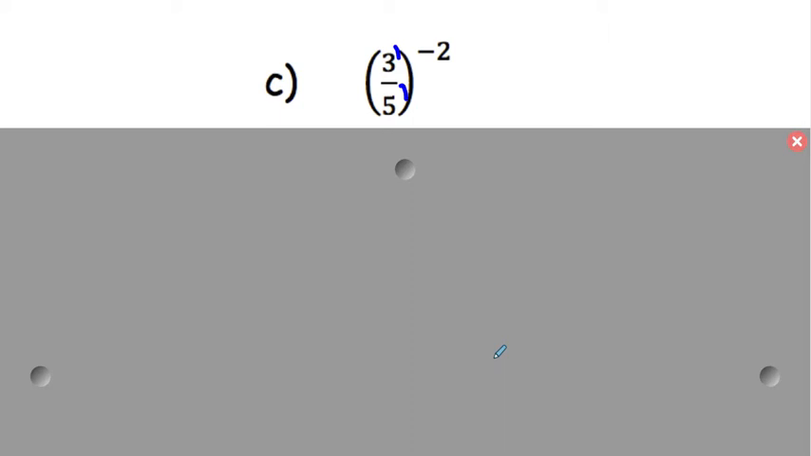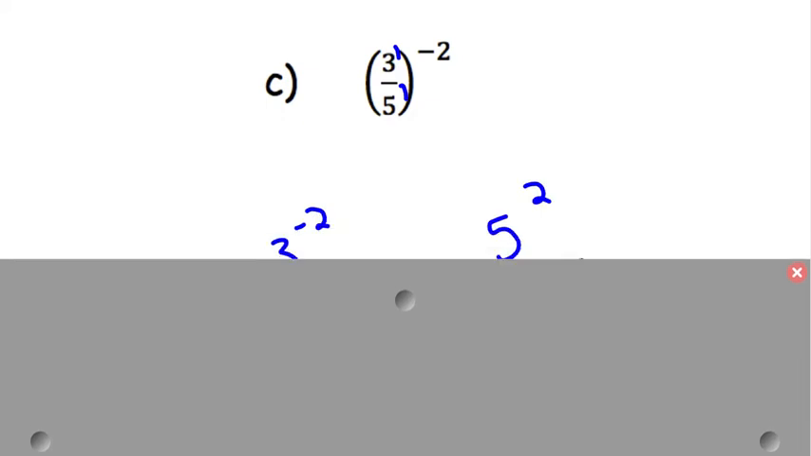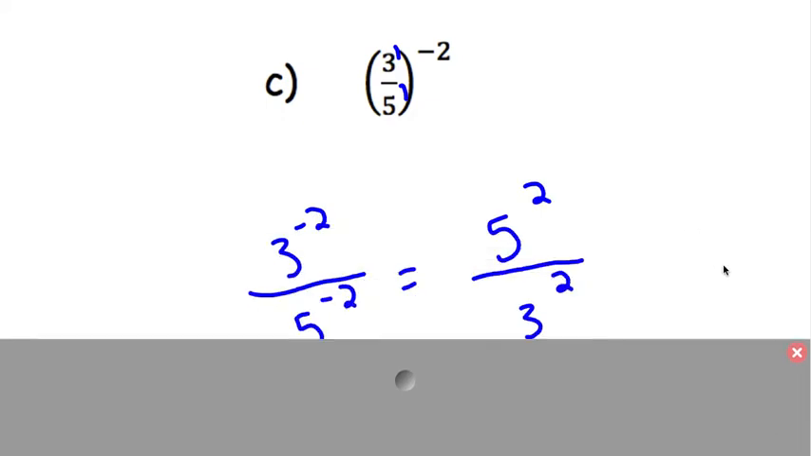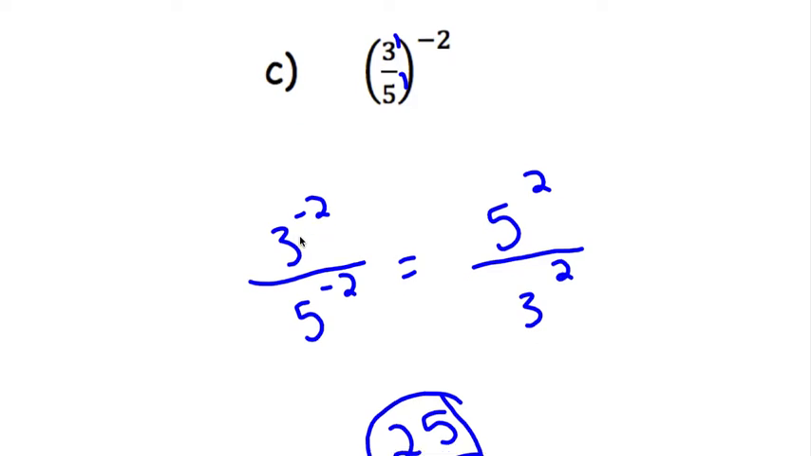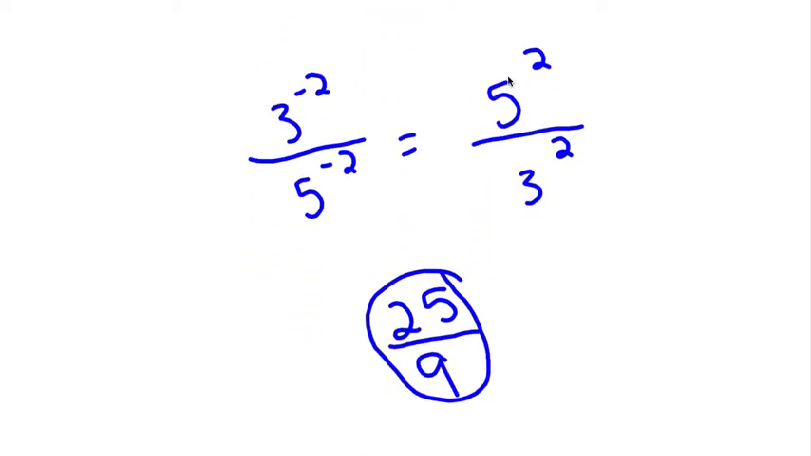Again, 3 over 5, what we want to do is put a power of 1 with both of them. Negative 2 times 1 is negative 2. Let's just get rid of this whole thing here. So we have 3 to the negative 2, 5 to the negative 2. They're both negative, so we're going to switch them. 5 squared over 3 squared. And then just go ahead and do that. 5 squared is 25. 3 squared is 9.